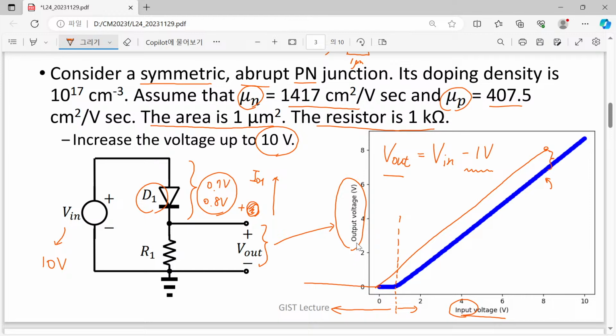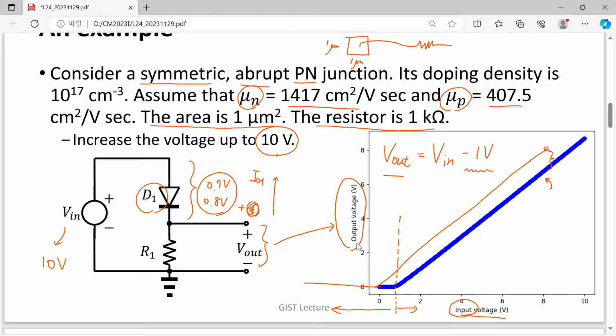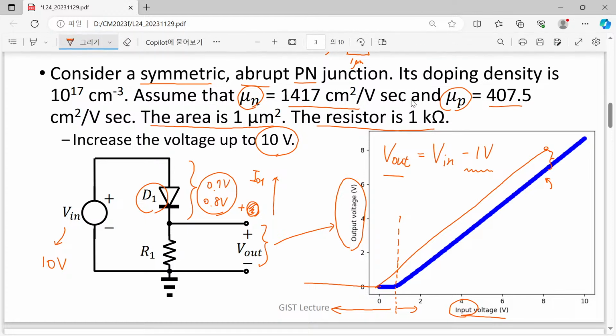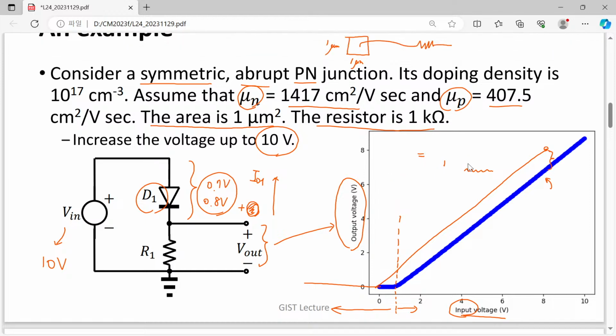So now no output voltage is generated, no non-zero output voltage is generated. So this is the numerical calculation. It seems to be quite easy, but my caution about your own implementation now follows.